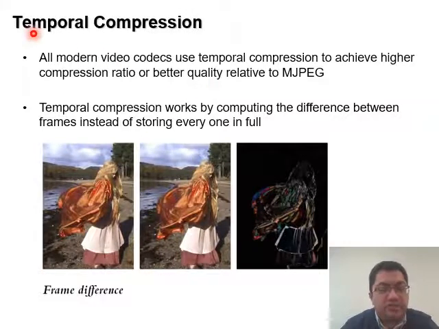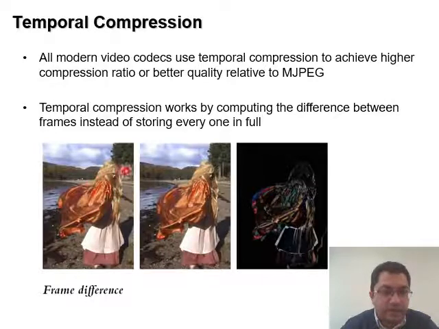Let's now talk about temporal compression, which actually achieves higher compression ratios. All modern video codecs use temporal compression to achieve a higher compression ratio or better quality relative to MJPEG, the motion JPEG that we explained. Temporal compression works by computing the difference between frames instead of storing every one in full. So let's look at this example. This is one frame, and this is a second frame that was taken a very short amount of time right after this one. So these are both part of a video.